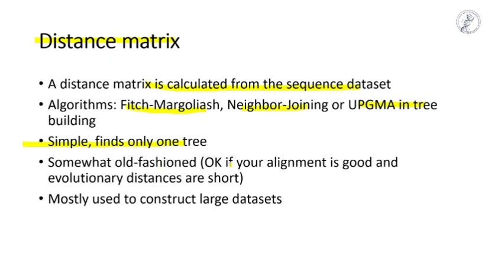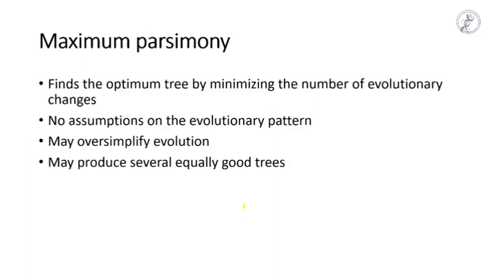The distance matrix method is somewhat old fashioned. If our alignment is good and evolutionary distances are short, we use distance matrix trees, mostly for constructing large data sets. If you have a large data set, we use the neighbor joining or UPGMA method. It's an old method, and it constructs only one tree based on the distance matrix.